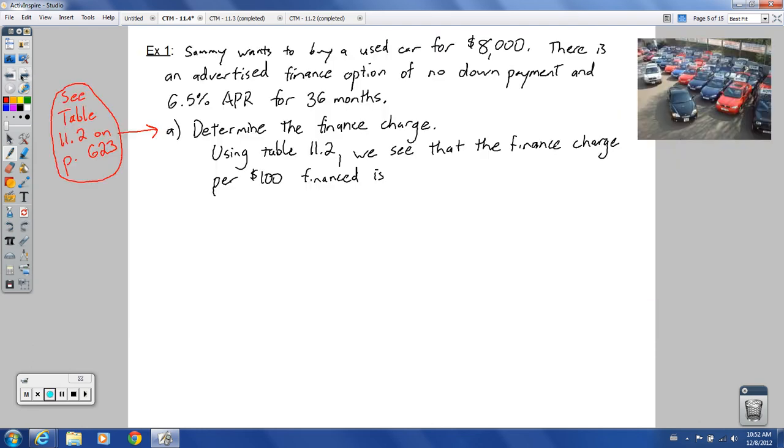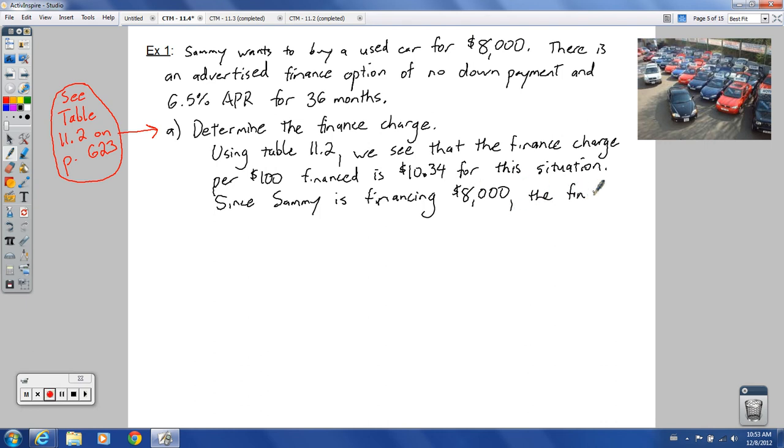And so let's apply that to the problem here. So that is $10.34 for this situation, I'll say. So that's what we circled in red. Those two values aligned to give us that number. And since Sammy is financing $8,000, he's financing that whole amount. He didn't make a down payment.